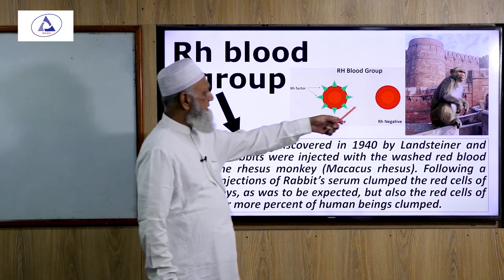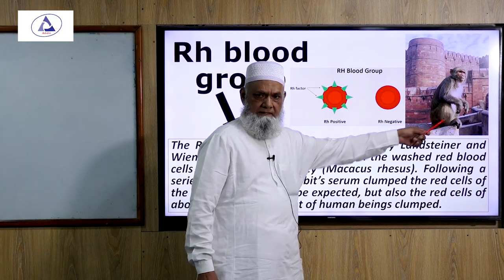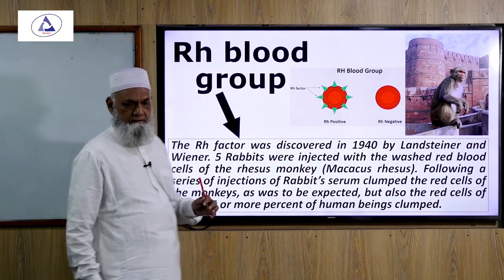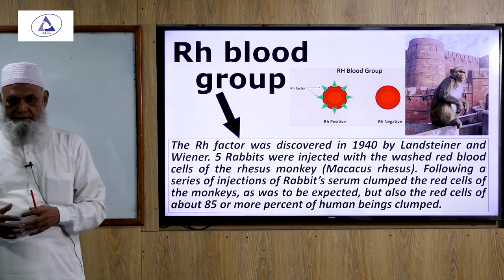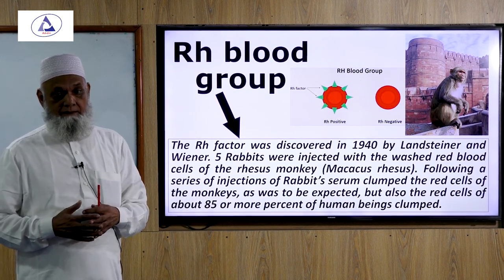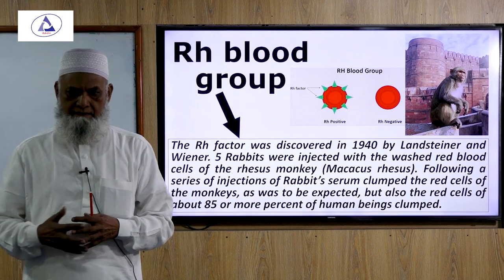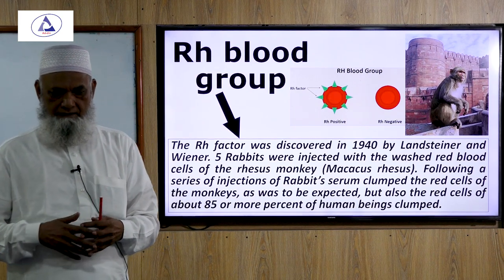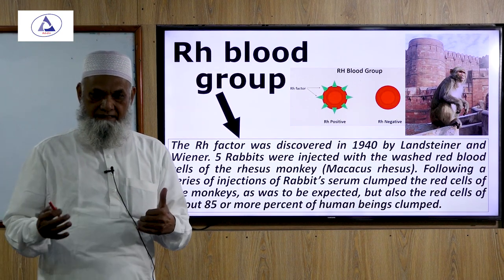In 100% of the cases they found it was clumped, but in human beings 80 to 100% of red blood cells clumped, depending on different races.